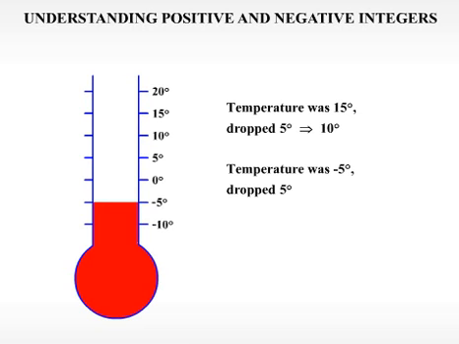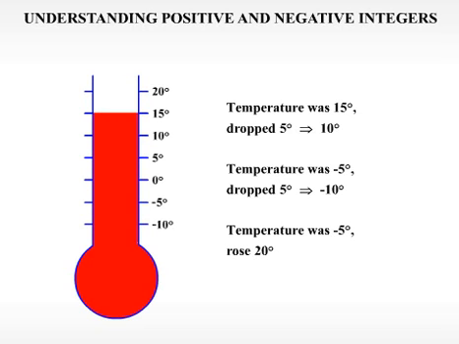If it was minus 5 and then it dropped another 5, it went down 5, you can probably see then that the temperature is now minus 10 degrees. Very chilly. What if the temperature was minus 5 degrees? So let's pop it back up there. But this time it rose 20 degrees. Can you think where it should land? If you said 15 degrees, you're right. The temperature would then be 15 degrees.